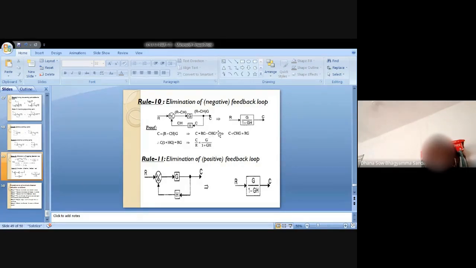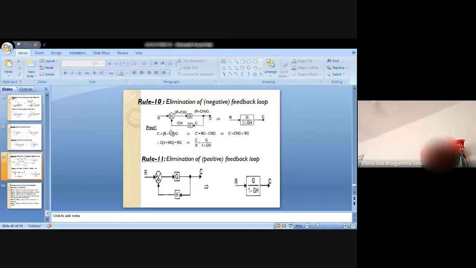Whatever is minus CHG can be sent towards the left hand side. When minus CHG is sent to the left hand side, it becomes C plus CHG equal to RG. So I can take C common, I will get C into 1 plus HG equal to RG. So C by R will be equal to G by 1 plus GH. C by R is nothing but the transfer function. Yes or no? C by R is the transfer function. So G by 1 plus GH for negative feedback.